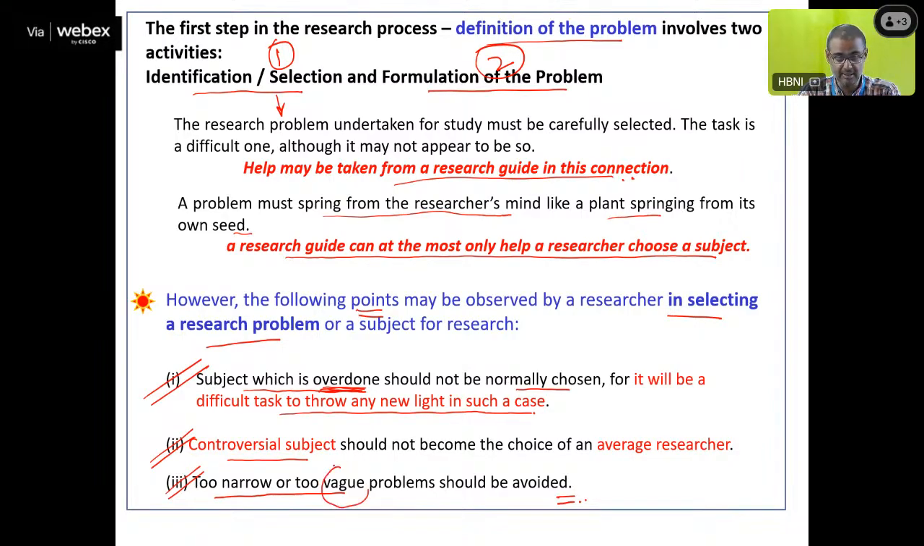So here there is a trade-off. It should not be so narrow that you can do only a minimal sort of research with only one material. Again, it should not be so broad that everything in the world on that subject comes under it. So we have to do the trade-off, and a good problem is one which has a balance between the two.